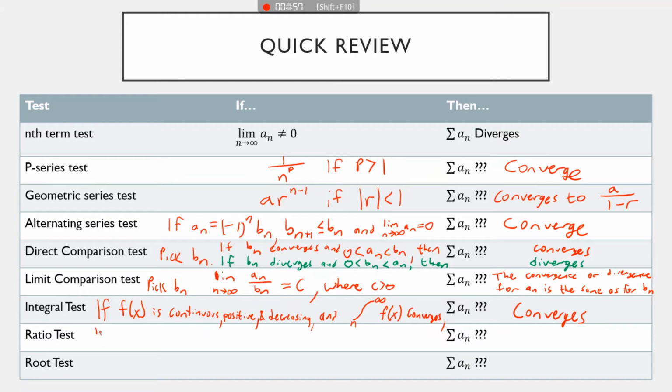If the limit as n approaches infinity of the absolute value of a to the n plus 1 over a to the n, so that's my next term divided by my previous term, ends up being less than 1, then what would be true? It converges. Okay, then this would converge.